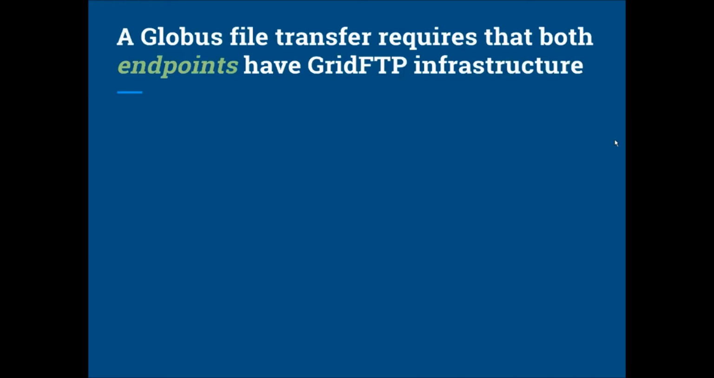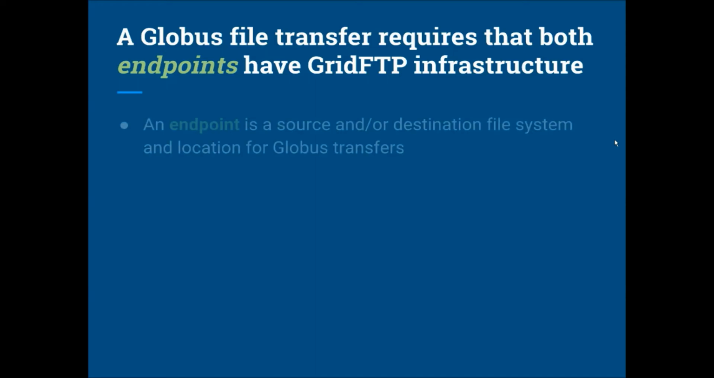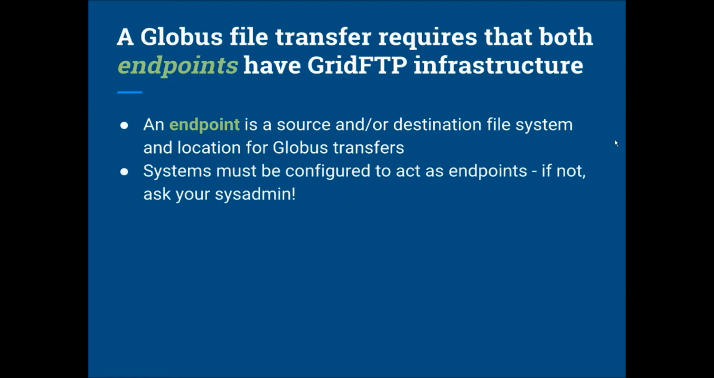So a Globus file transfer requires that both endpoints have GridFTP infrastructure. And that begs the question, what's an endpoint? An endpoint is a source or a destination file system and a location on that file system for Globus transfers. So generally, always you're going to be transferring files from one endpoint to another. Systems must be configured to act as endpoints.